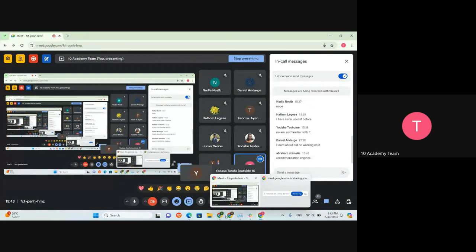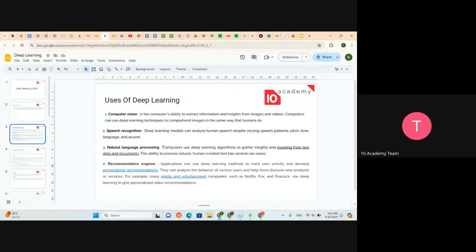Yes. Abraham said recommendation engines. You've been working on the project in this week's challenge, so we're going to use it for the recommendation engine.